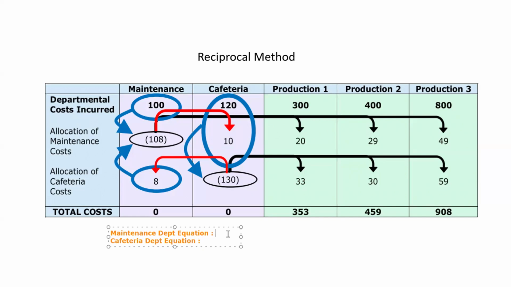Okay, so it's very simple. In this equation, you have to locate the total cost that each of the departments is incurring. The purpose of this equation is to find out the total cost. The total cost for maintenance department will be 100, that is its own departmental cost, plus, I told you to consider 20% of cafeteria cost.